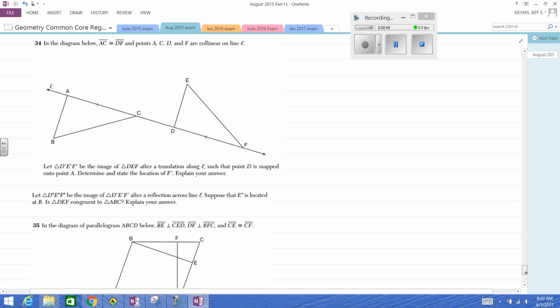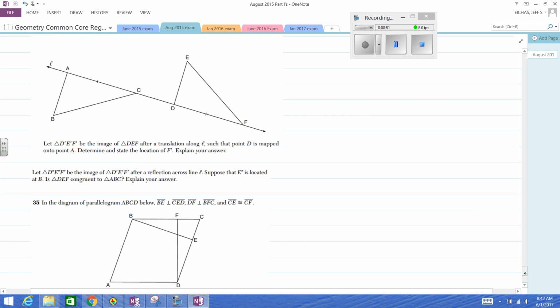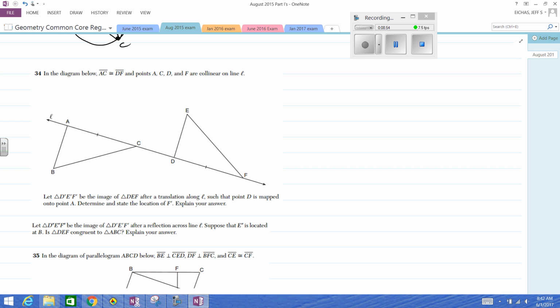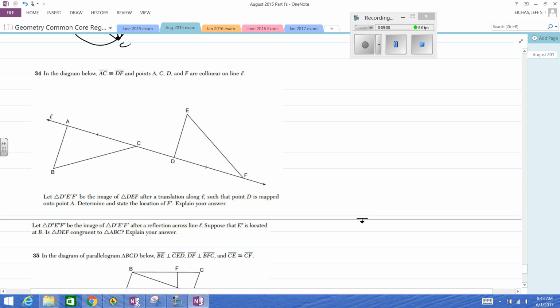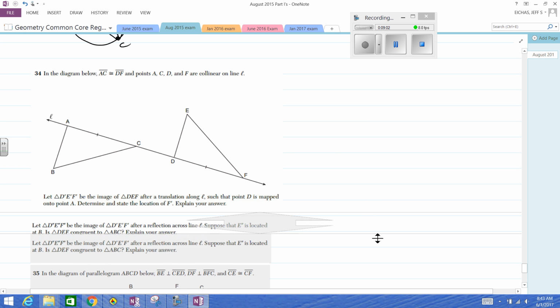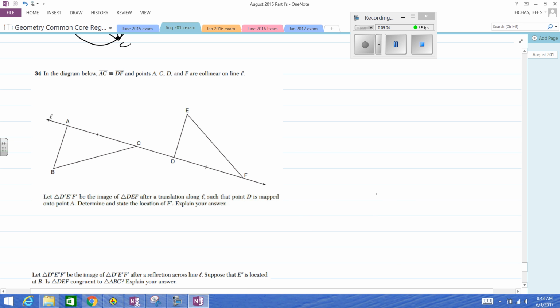Okay, next one. Great. This is a different type of proof. This is not your synthetic proof. This is using rigid motion transformations. All right, so let triangle DEF be the image of D after a translation along L, such that D is mapped to A.